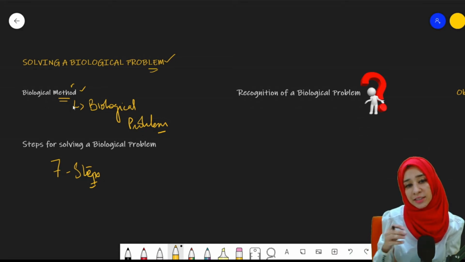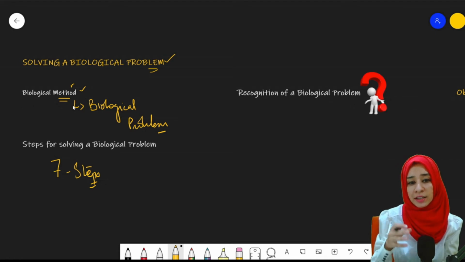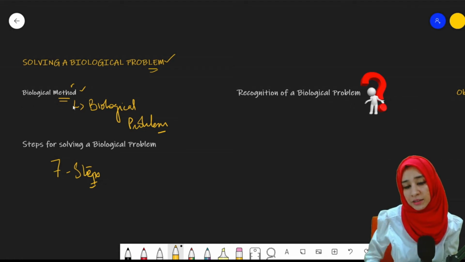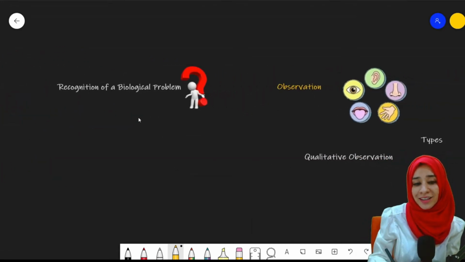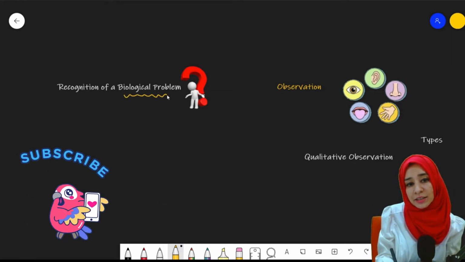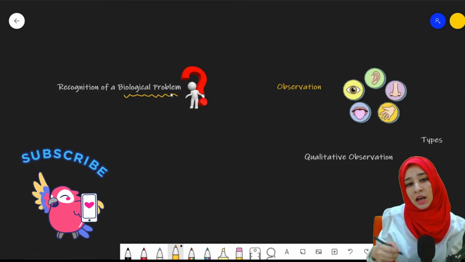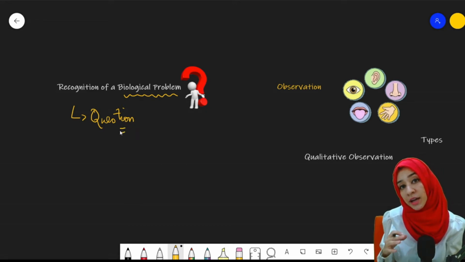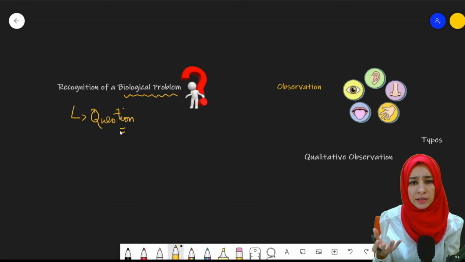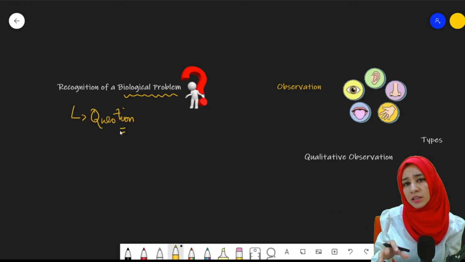One by one, we'll be discussing each step and we'll know what role every step is going to play in it. So the first step is the recognition of a biological problem. Now we'll have to discuss what a biological problem basically is. A biological problem is a question. It is a question that comes into the mind of any layperson or a scientist that is associated with some living organism.